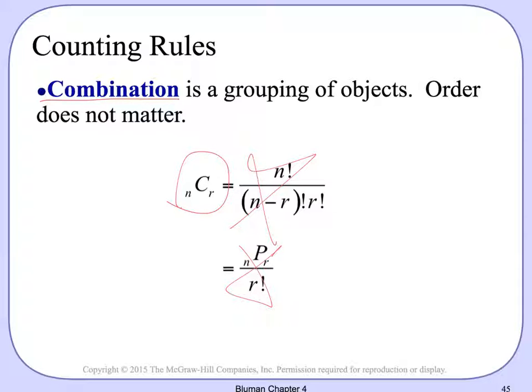Okay, for permutation, you wrote down order matters. What should we write down for combination? Order does not matter. Order does not matter. We don't care about their order.